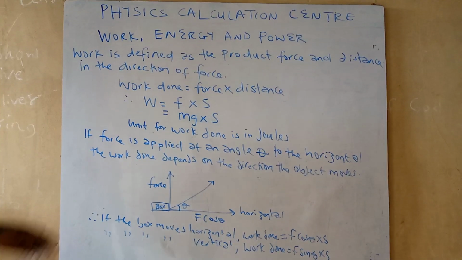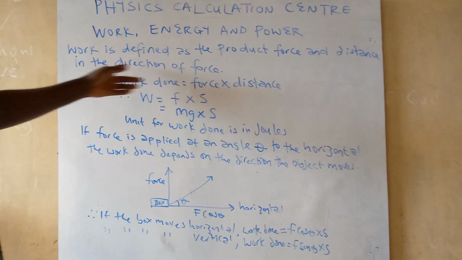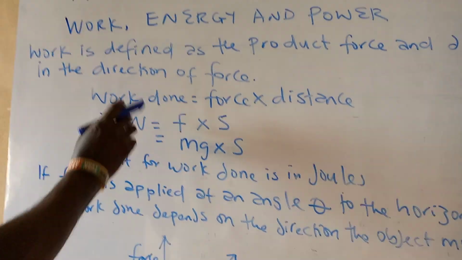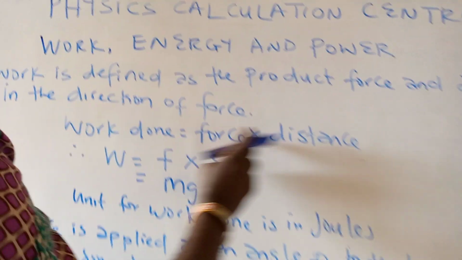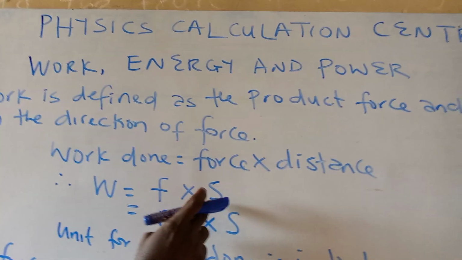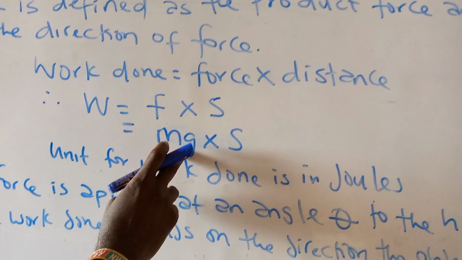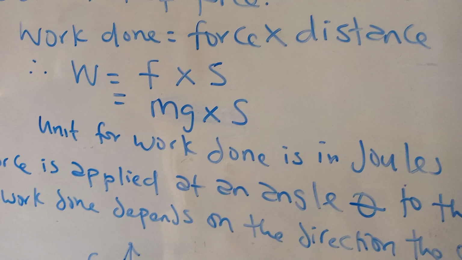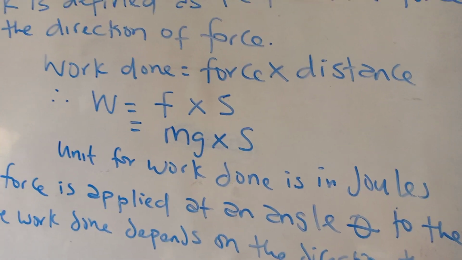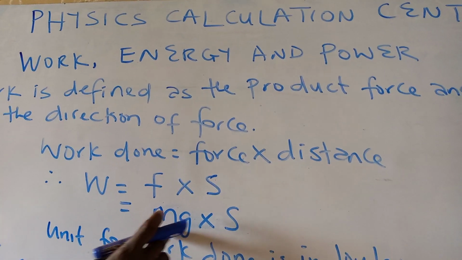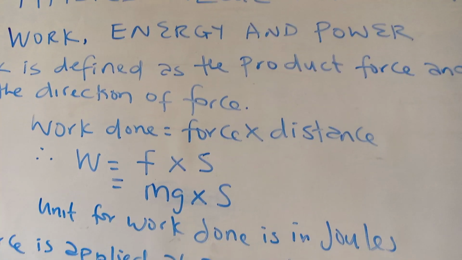So quickly, I'll run over this. We know work is defined as the product of force and distance in the direction of force. Work done is force times distance. Force can also be mass times gravity if it is falling freely under gravity. If it's accelerating on a straight line, use ma. The unit for work done is the joule.